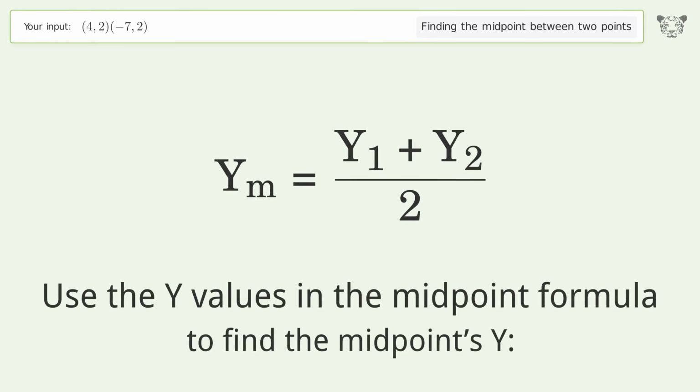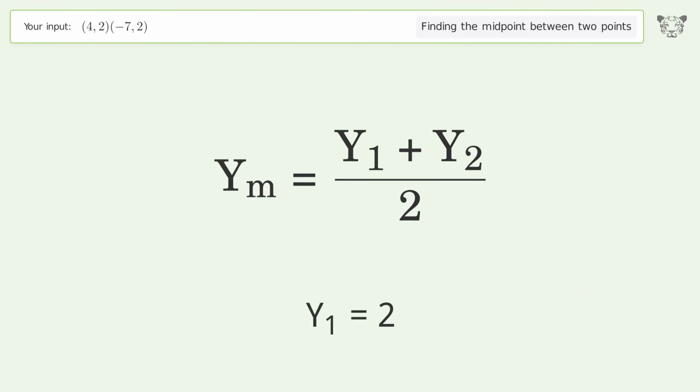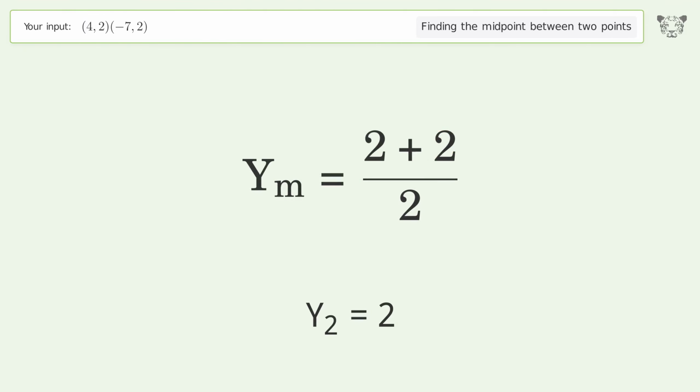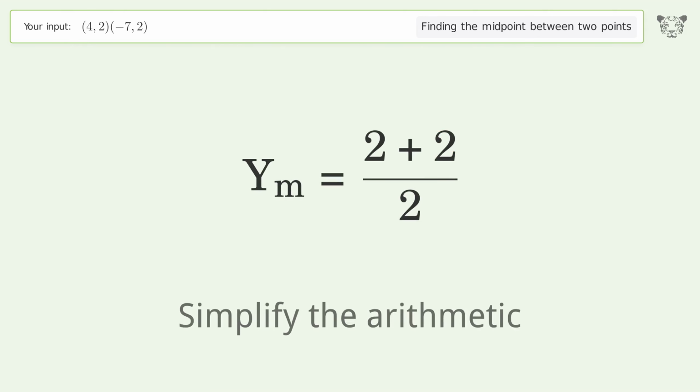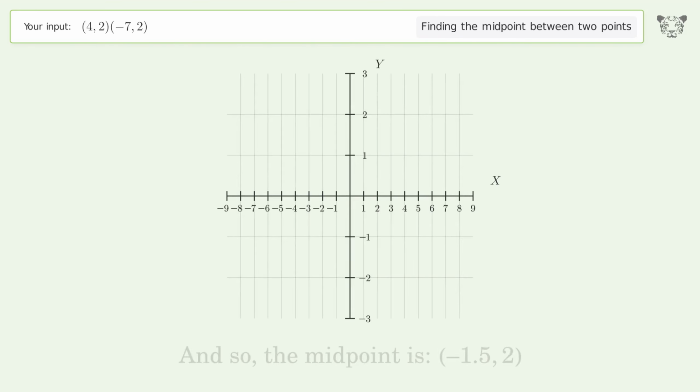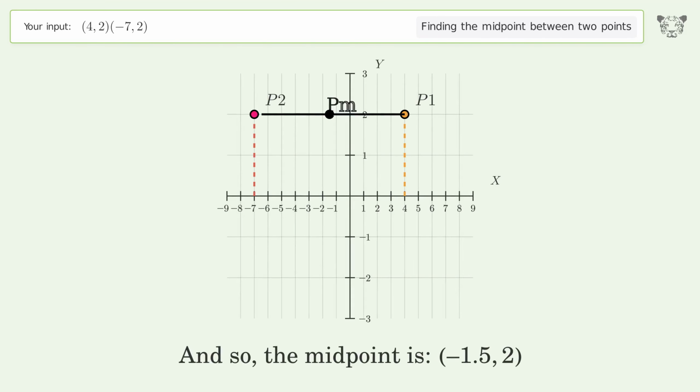Use the y values in the midpoint formula to find the midpoint's y. y1 equals 2. y2 equals 2. Simplify the arithmetic. And so, the midpoint is negative 1.5, 2.